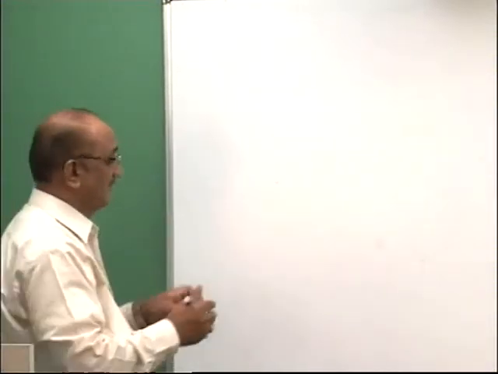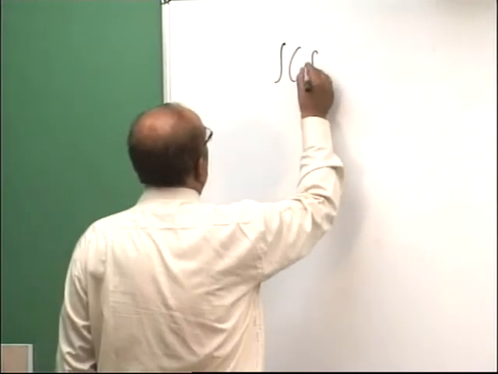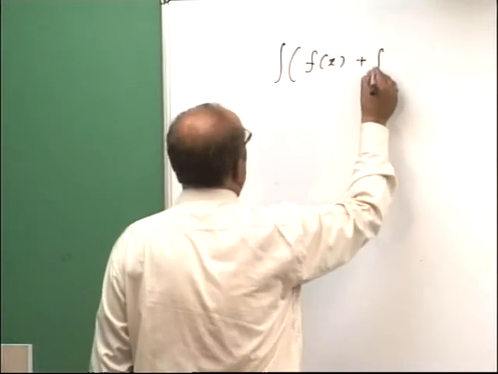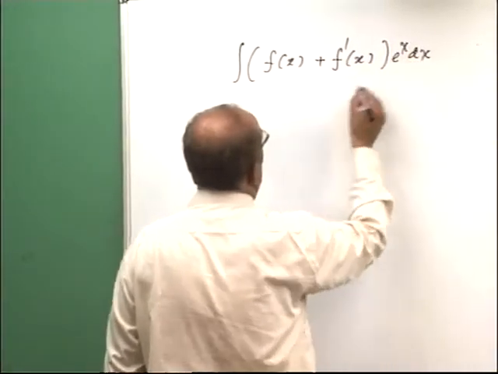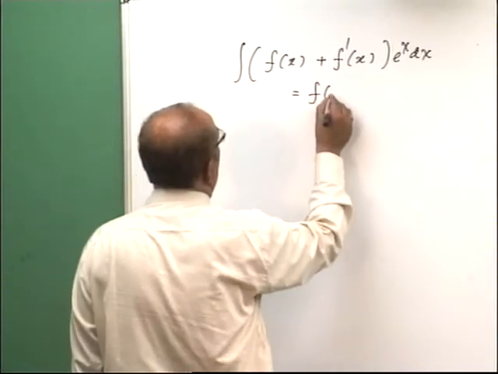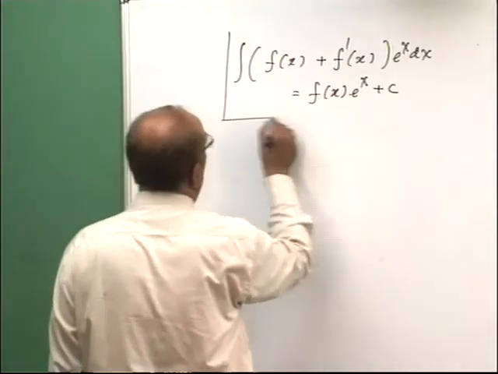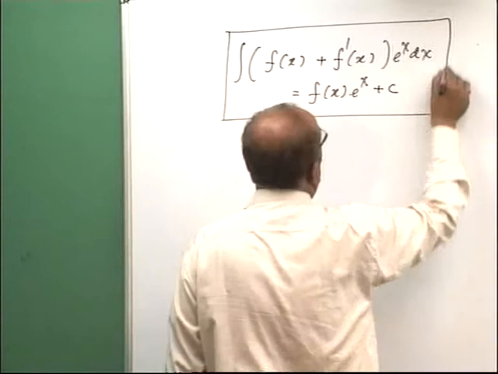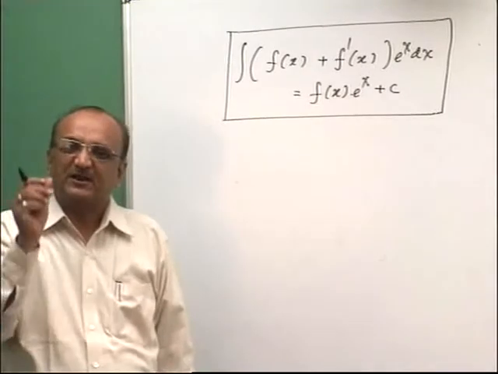Now the new method. This is the statement of the new method. Integration of the bracket of f(x) plus f dash x, into e raised to x dx, equals f(x) into e raised to x plus c. Now we are discussing examples based on this specific method.